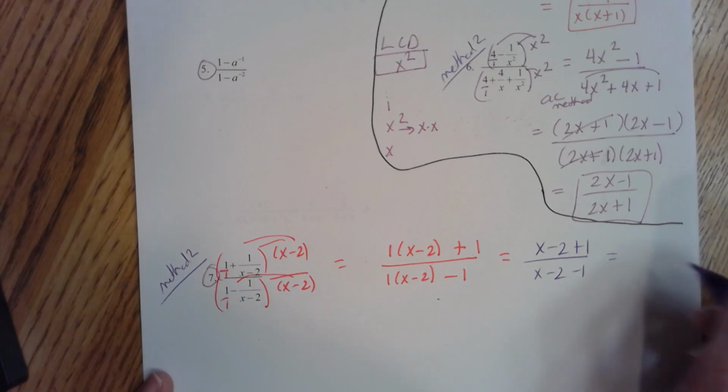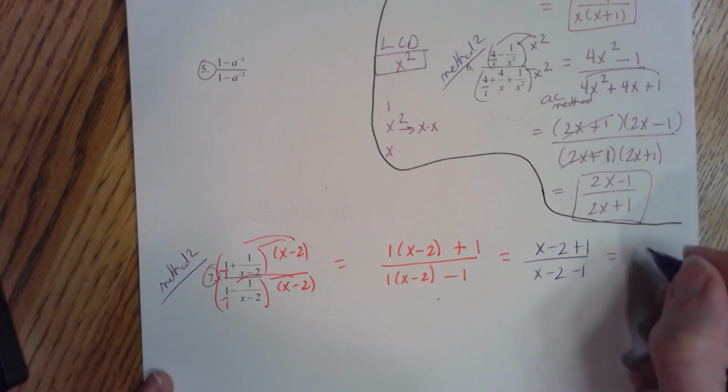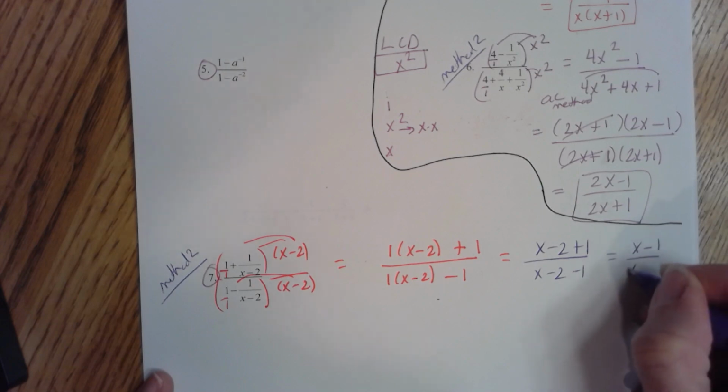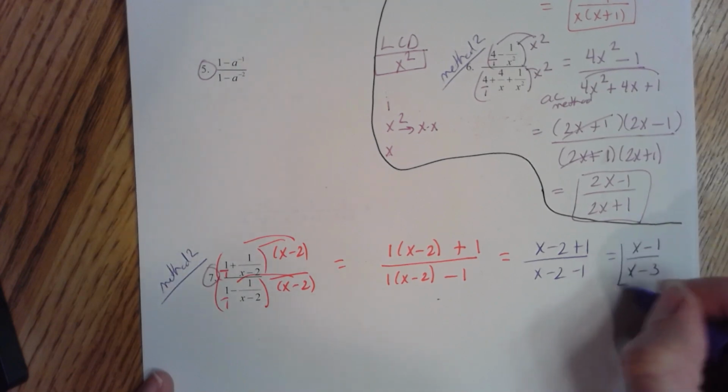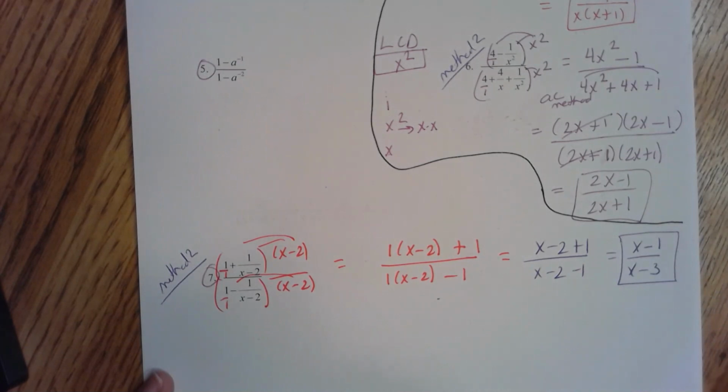Putting our like terms together, we would just have x minus 1 all over x minus 3. Since nothing can be factored, we are done with that problem.